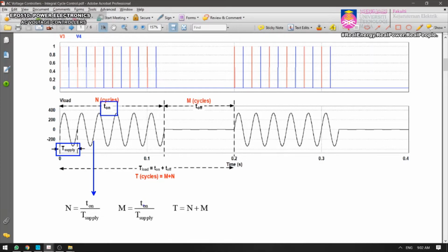T on should be T off. Sorry for that, this should be T off, not T on. I made a mistake there. So it's T off over T supply, how many cycles off. And this is the total number of cycles for the output. So you just simply add the number of cycles for turn on and the number of cycles for turn off.